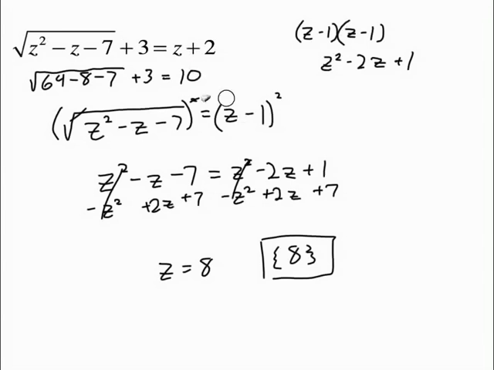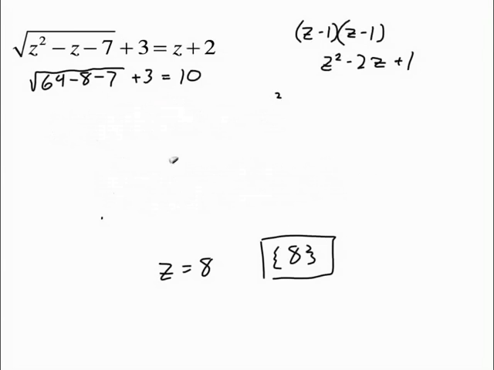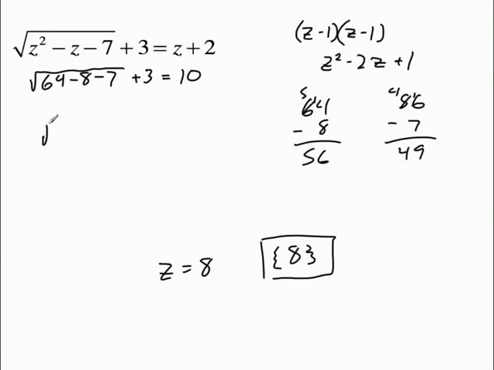I'm going to get rid of the rest of this work so I can finish this. 64 minus 8 is 56. Wow, my math is way off. Now I'm going to take 56 and subtract 7, which is 49. So this is going to be the square root of 49 plus 3 equals 10. This is going to be 7 plus 3 equals 10. And 7 plus 3 is 10. So yep, it works.